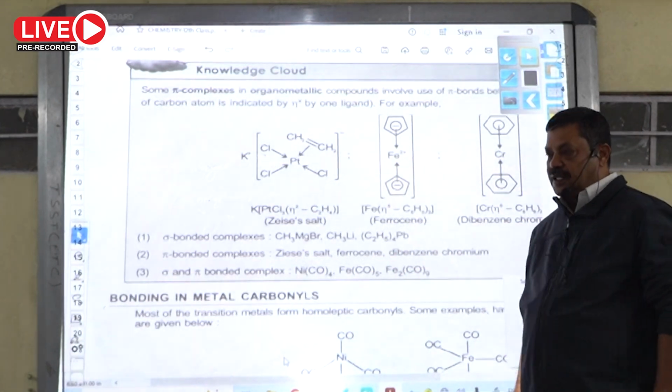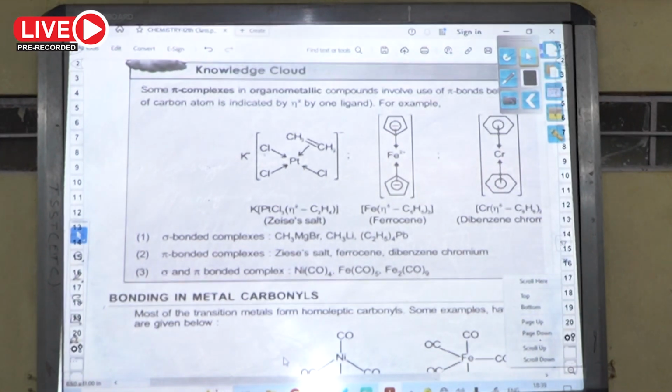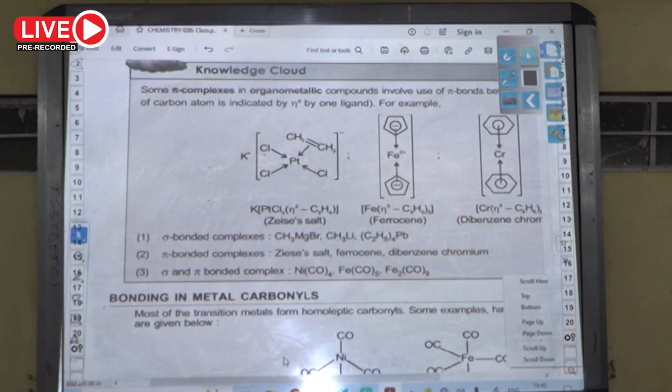The last one, (C2H5)4Pb. What is it? Tetraethyl lead, TEL. It is a very good anti-knocking agent in petroleum, in the automobile industry. For petrol or diesel vehicles, to reduce their sounds, we use an anti-knock additive, that is tetraethyl lead, TEL.